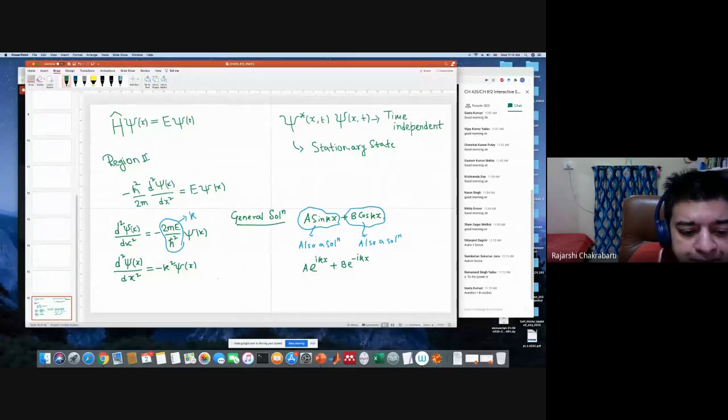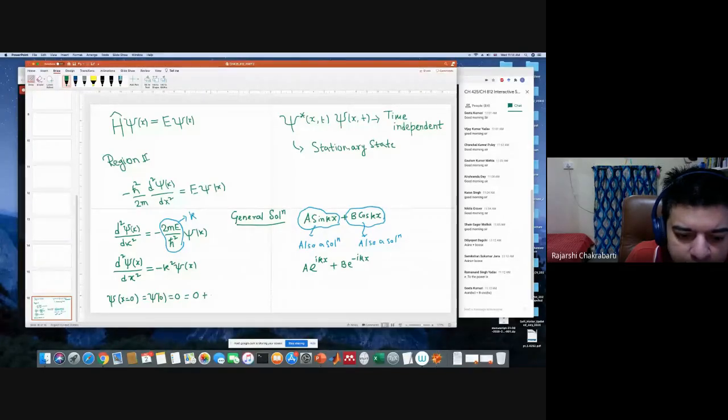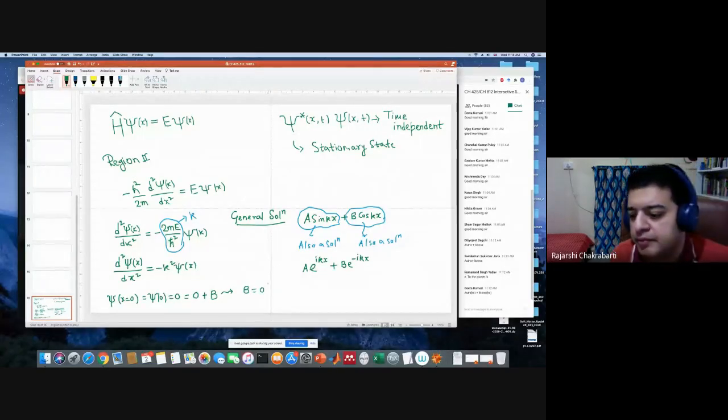Now, what are the boundary conditions? The boundary condition is that psi at x equals 0 is equal to 0. If I take this general solution and put in the value of x, the sin term will give you 0 because sin 0 is 0, and your cos term will give you b. So what does it tell you? It tells you that b is equal to 0. Are you following? Please write it.